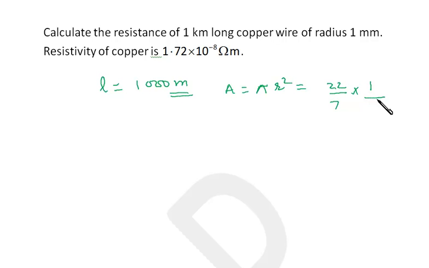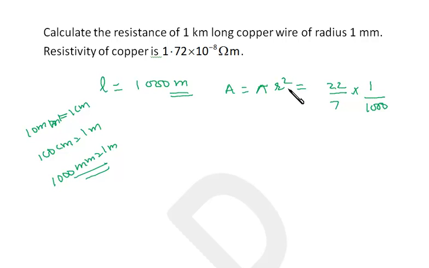If we convert mm to meter, 10 mm is 1 centimeter, right? And 100 centimeter is 1 meter. So 1000 mm will be 1 meter. So I have to divide it by 1000. Since it is square, I just have to take the square of this also. So exactly it is 22 by 7 into 10 raised to power minus 6 meter square. That is the area of the cross section.